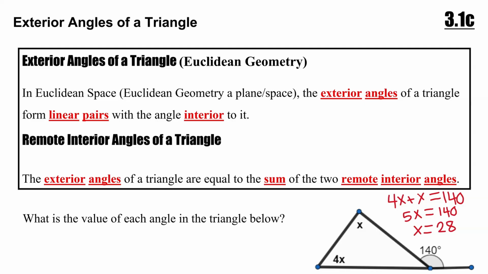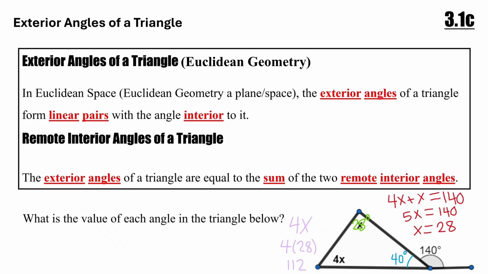Now that x is known, it can be substituted into 4x and x to find the missing angles. The first angle is 40 degrees because it forms a linear pair with the exterior angle. The angle where x is at is 28 because x equals 28. The angle where 4x is at is 4 times 28, which equals 112.